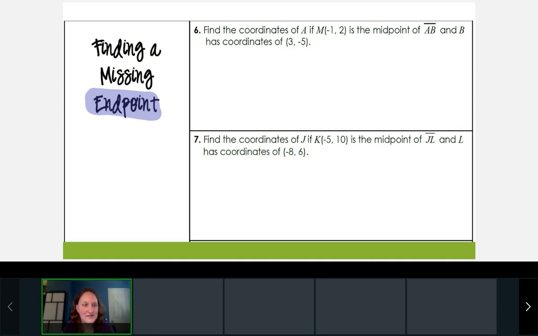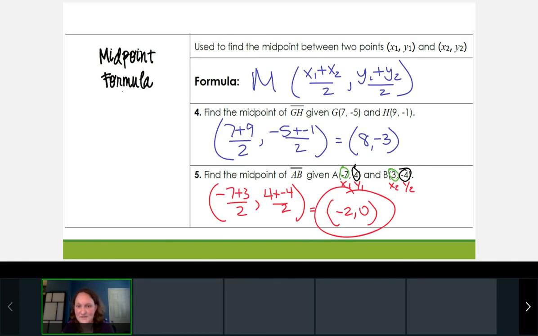Question was, can I see the midpoint formula one more time? Yes, you can. There you go, dear. Midpoint formula is x1 plus x2 divided by 2, comma, y1 plus y2 divided by 2.